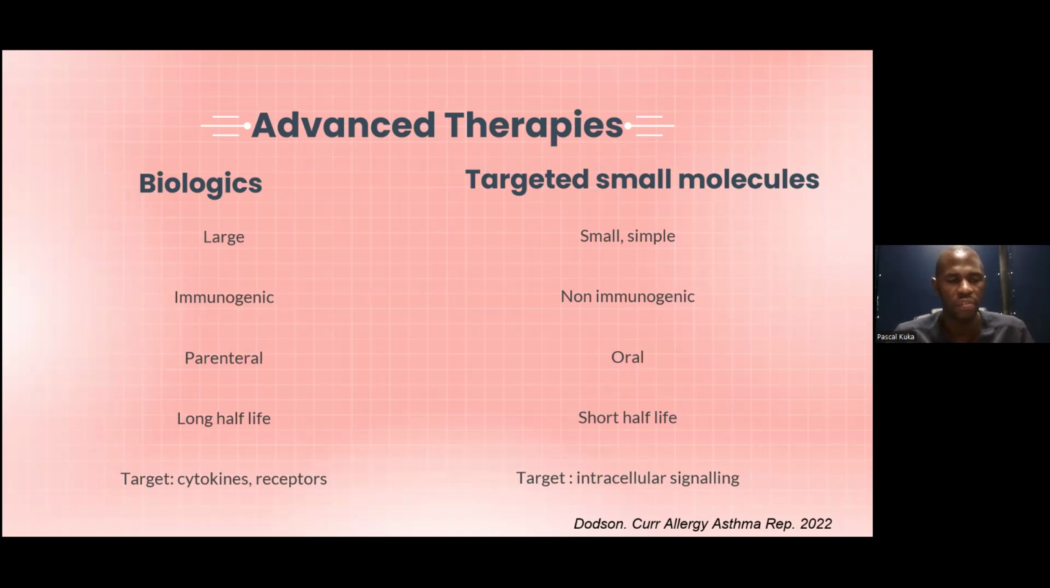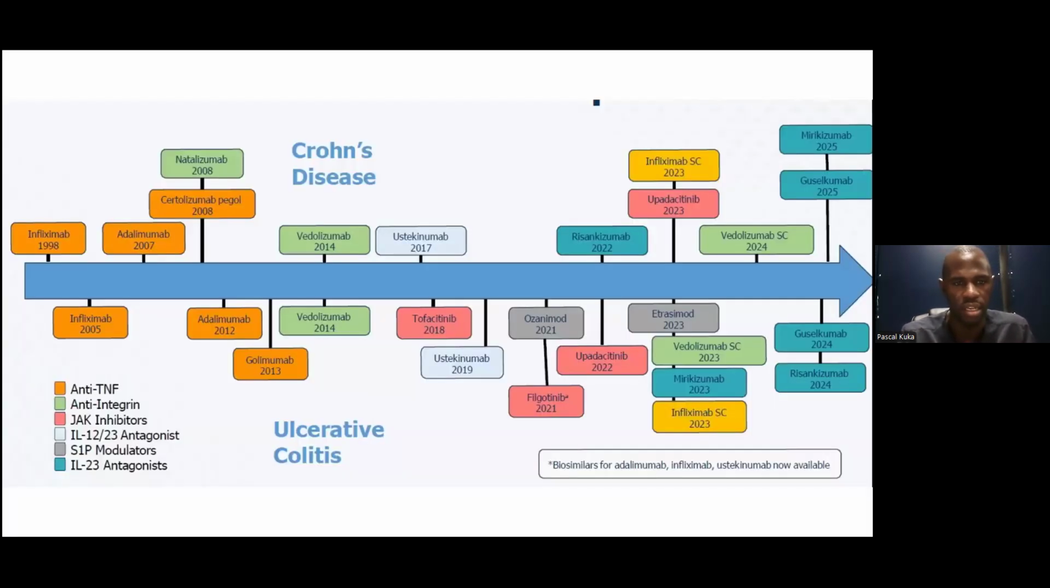The half-life has a key implication in terms of how we space out the treatment: for biologics, most of them are given in intervals of weeks, as opposed to targeted small molecules, which are given daily. In terms of the target, biologics mostly act on the extracellular targets, so the cytokines and the receptors, as opposed to the small molecules, which target the intracellular signals.